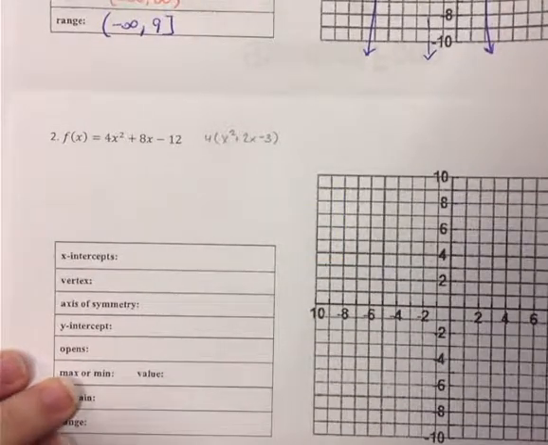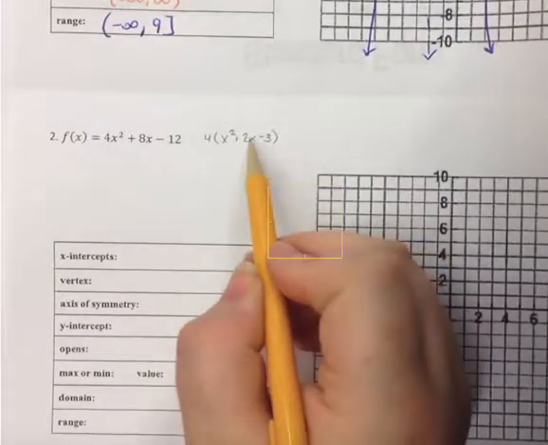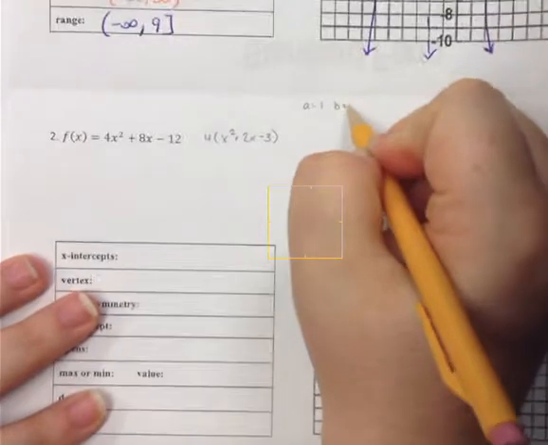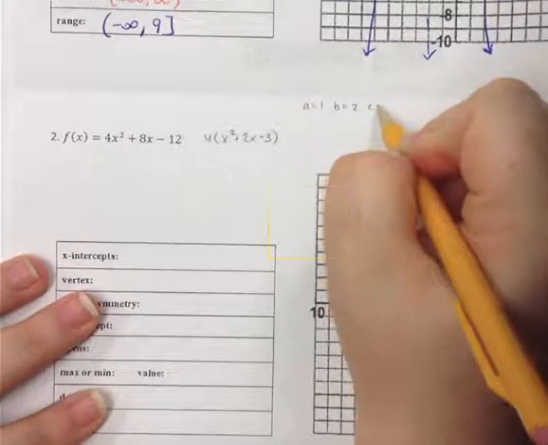Now we do our MACAB because we have 3 terms left over. So from the parentheses, we do a equals a positive 1, b equals a positive 2, and c equals a negative 3.